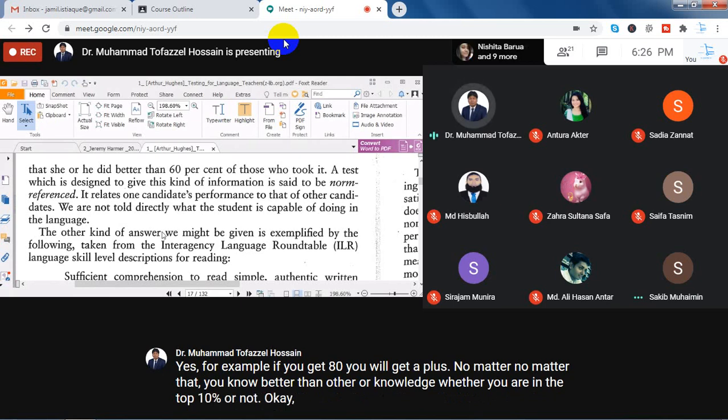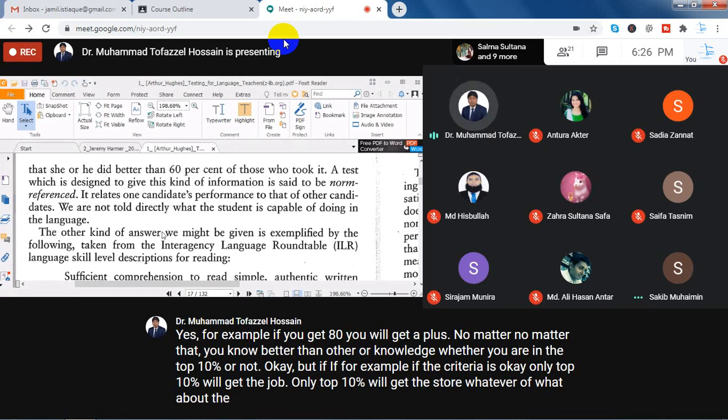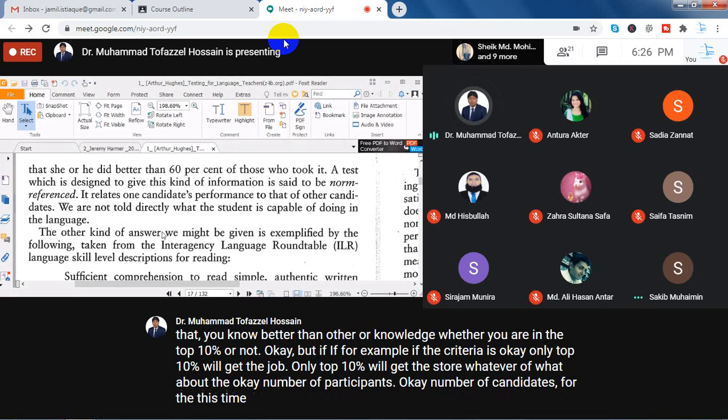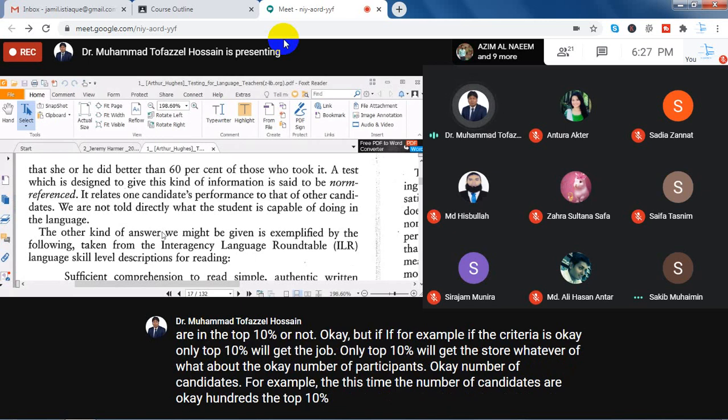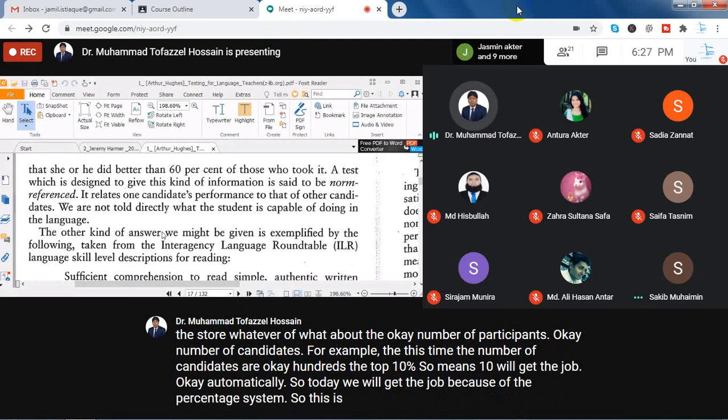Okay, but for example, if the criterion is that only the top 10% will get the job, what about the number of participants? Number of candidates. For example, this time the number of candidates is 100. Then top 10% means 10 will get the job. Okay, automatically, 10 will get the job because of the percentage system. So this is norm referenced.